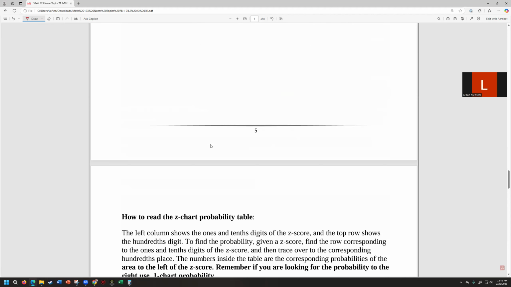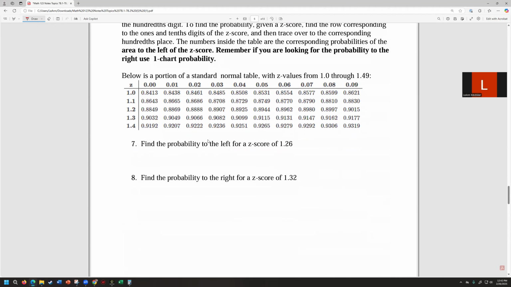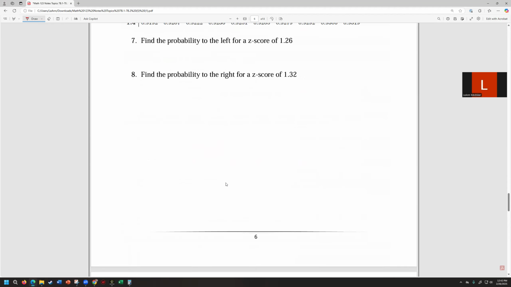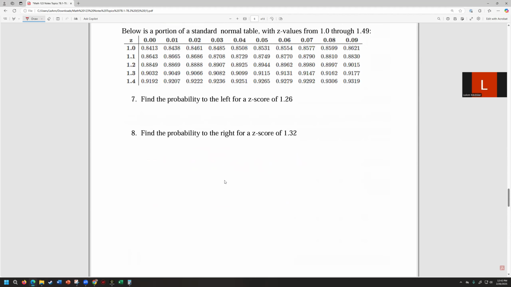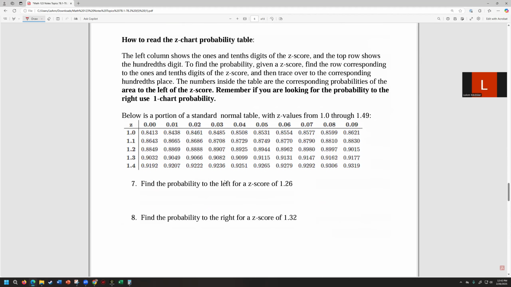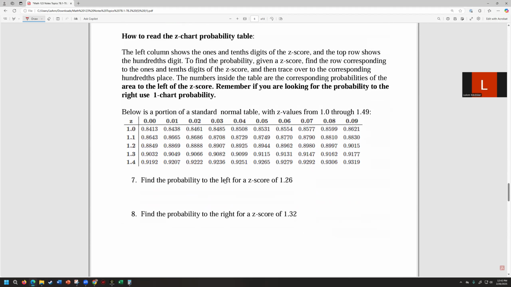Okay, so I wanted to do one of these together, and it's actually number 7 and 8. The rest of this is in the video that I'm going to be posting. So how do we read the z-chart probability table? The left column, as we already talked about, shows the ones and the tenth digit. This is how it's going to look on your homework. They just zoom in to a portion of the table that has the required z-score that you need. It won't have just that one value, so you still have to read it. And then the top row shows us the hundredth digit.